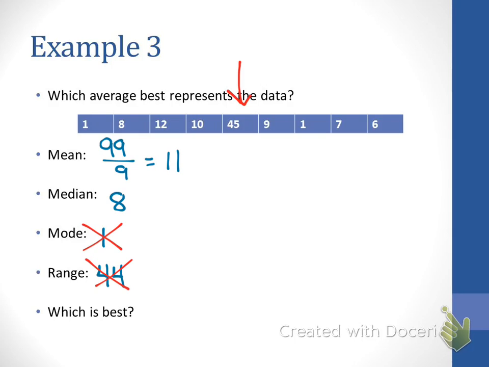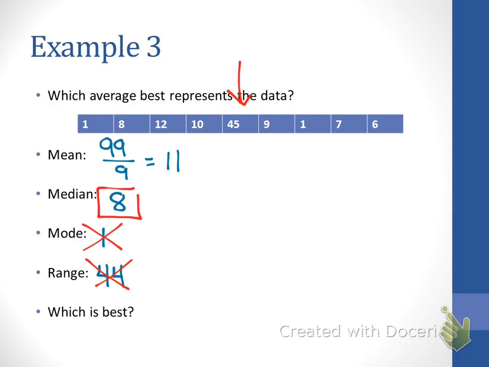The median, 8. How many numbers are 8 or less in the data set? Count them. How many numbers? We've got 1, 8, 1, 7, and 6. I have 5 numbers. So how many numbers are higher? I've got 1, 2, 3, 4. So it's right in the middle, right? So it's the best measure or the best representation of the numbers.